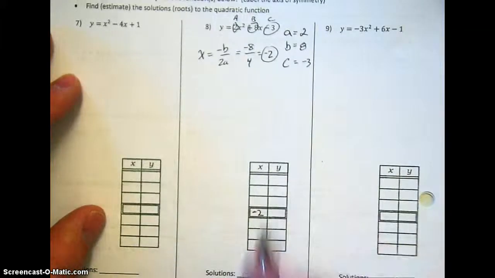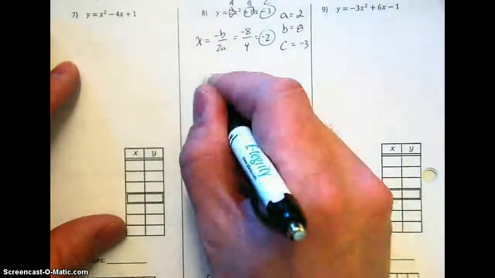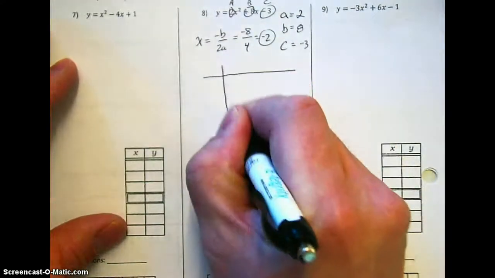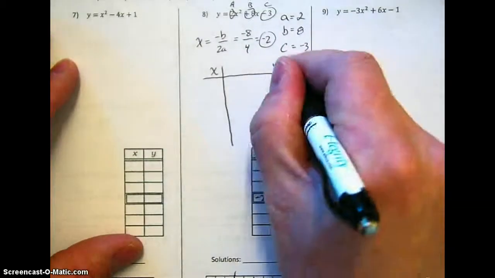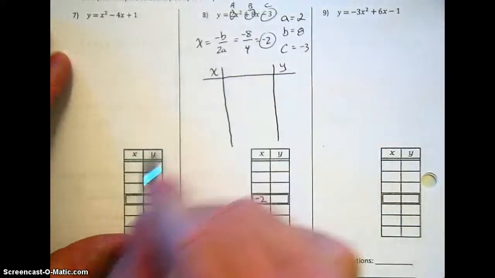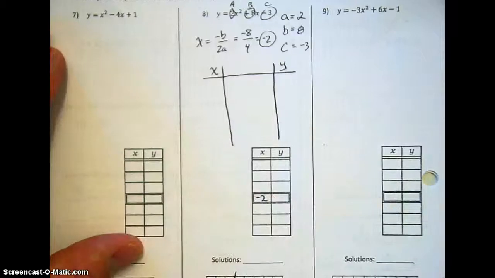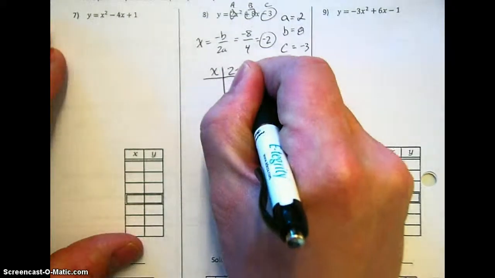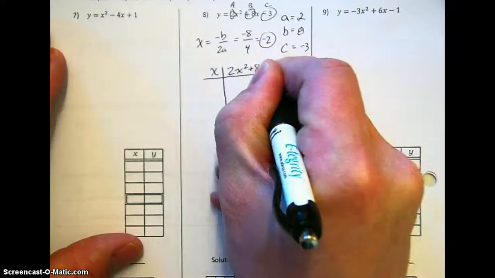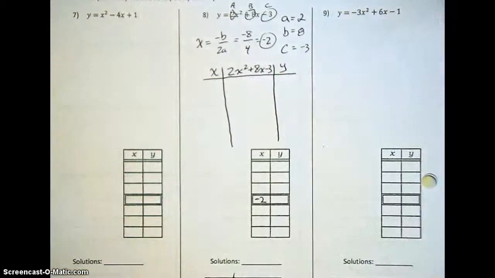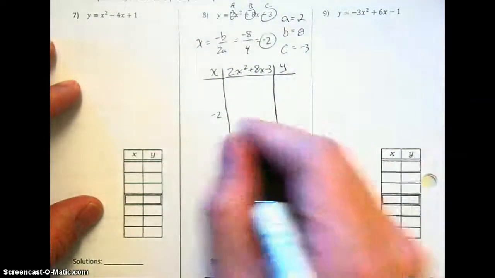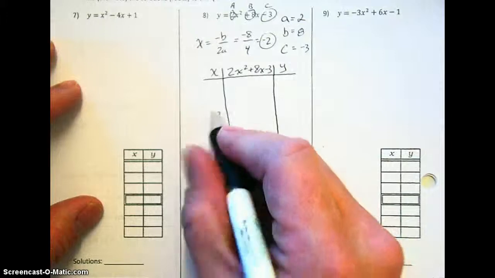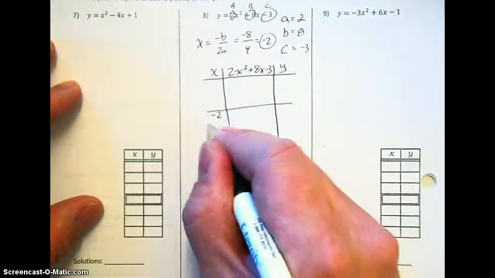Now remember, this table right here doesn't give us a work area. You recall from earlier in the chapter we did tables like this. What went in here? The equation, our rule: 2x squared plus 8x minus 3. And we've used our negative 2 now. We kind of put that in the middle. When we put negative 2 in, this gives us that opportunity to show our work.